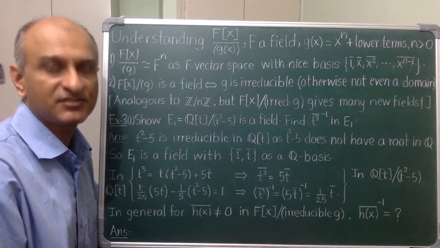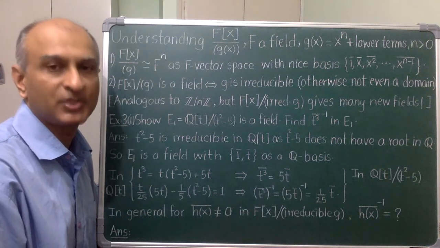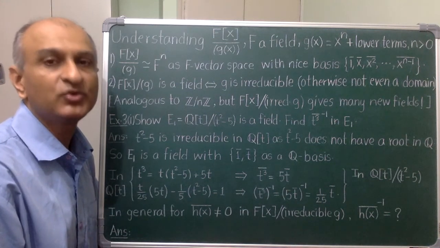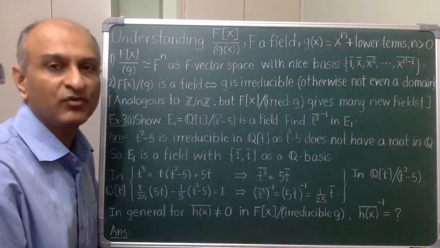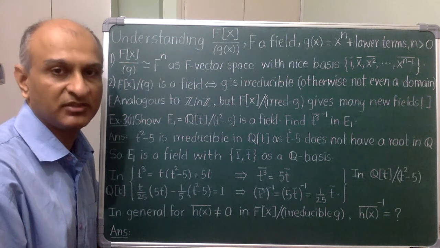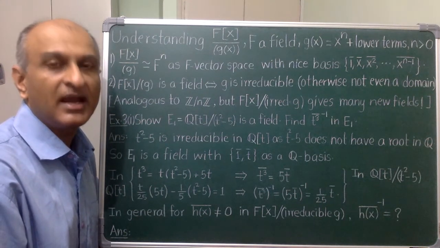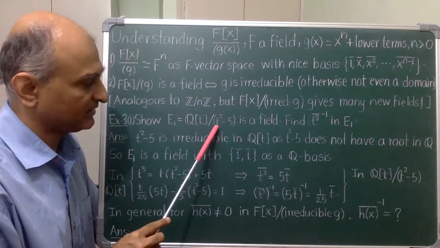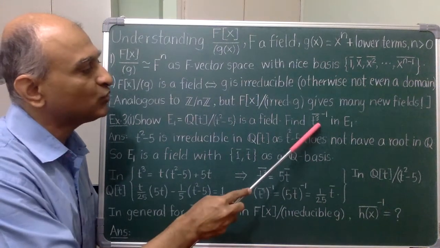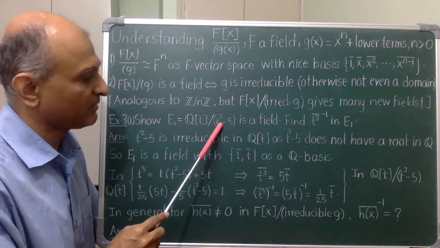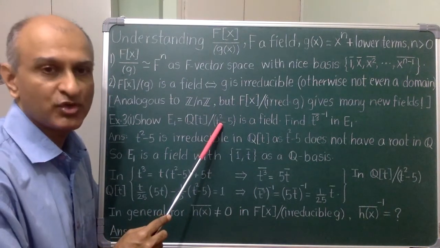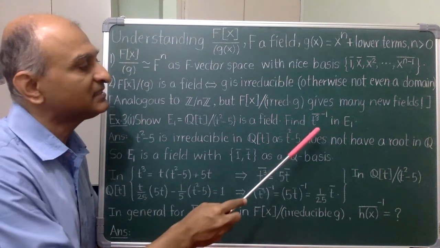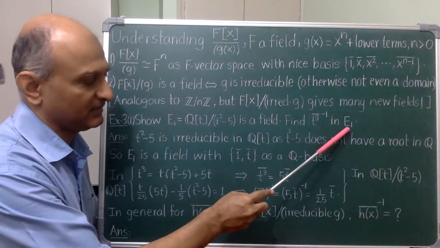If t squared minus 5 factored non-trivially in Q[x], it would have to be into 2 linear factors, and therefore the polynomial would have to have a rational root. But it does not, and therefore it is irreducible. So this quotient is a field. Next, t cubed is not divisible by t squared minus 5. Therefore, in the quotient it is non-zero and hence an invertible element of this field.